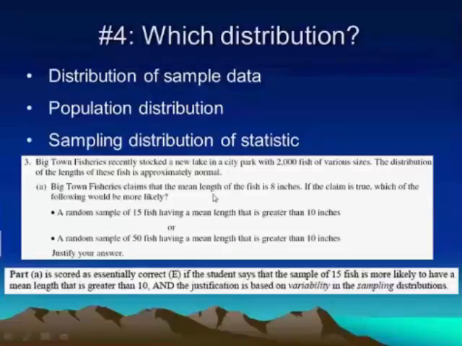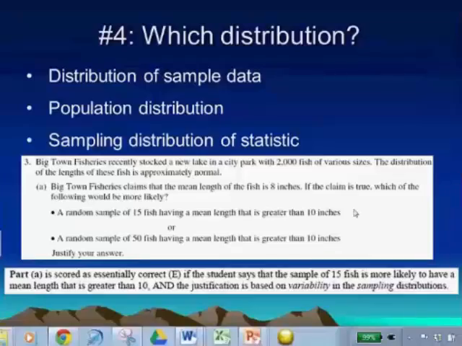Now let's look at part A of the question. Big Town Fisheries claims that the mean length of the fish is 8 inches. So that's a claim about the population mean, mu. If the claim is true, which of the following would be more likely? A random sample of 15 fish having a mean length that is greater than 10 inches. A random sample of 50 fish having a mean length that is greater than 10 inches. Justify your answer. So this one is the tricky one. We're hearing something about a random sample, so we might be thinking about the distribution of the sample data for those 15 fish, which could be a dot plot, for example, and the same for the random sample of 50 fish.